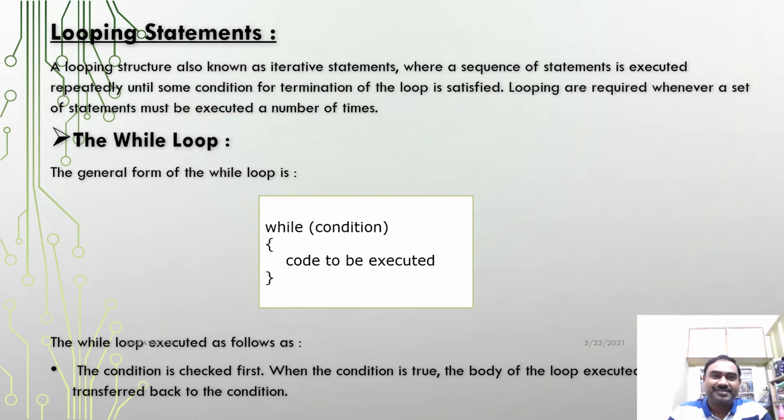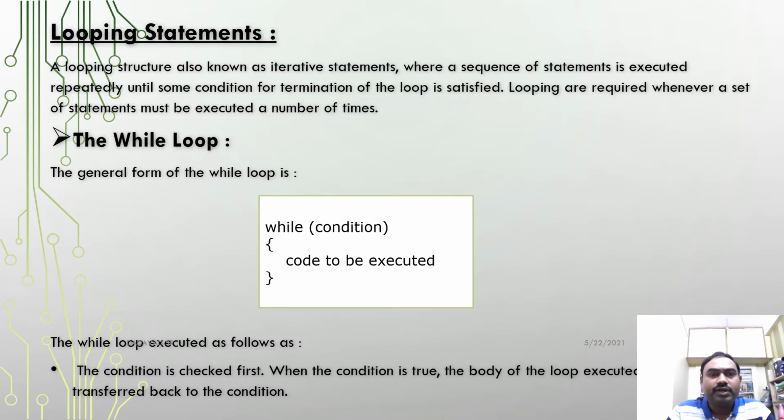Looping statements. A looping structure, also known as iterative statements, is where a sequence of statements is executed repeatedly until some condition for termination of the loop is satisfied. Loopings are required whenever a set of statements must be executed a number of times. So, the first one is the while loop.